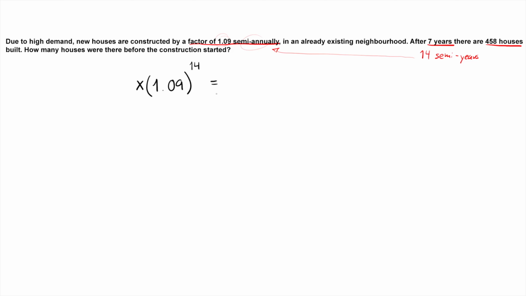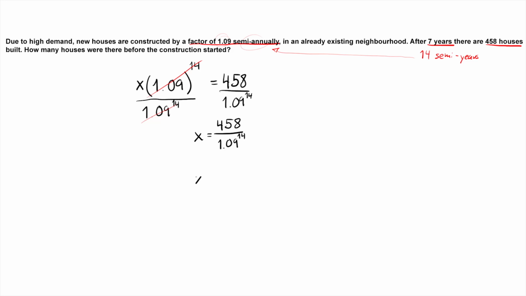And we know that at the end of all of this building, we had 458 houses. So our answer is actually going to be 458. And what we want to find out here is, of course, what x is. This isn't too difficult, it just requires a little bit of rearrangement. We're just going to divide both sides by 1.09 to the exponent 14. And on the left-hand side, it will, of course, cancel out. And all we will be left with is x equals 458 divided by 1.09 to the exponent 14.